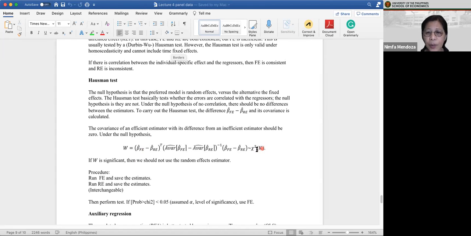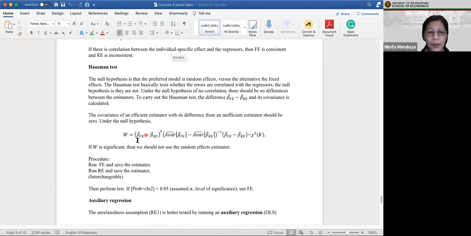Note that the dimension of this beta hat is k. So look at this formula. You have the difference transpose, times the inverse of the difference of the asymptotic covariance matrices, times again the difference. So this is chi-square. You are really summing k squared standard normal random variables.